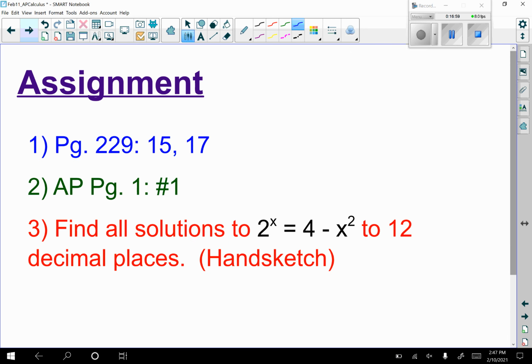All right, so a few to try. Numbers 15 and 17 from page 229. Please do AP page 1, number 1. And then an additional one, 15 and 17 are very similar. But for 2 to the x is equal to 4 minus x squared, solve this or find all solutions up to 12 decimal places, and then make a sketch of, again, you could treat this as 2 separate sides just to show what your initial guess is.